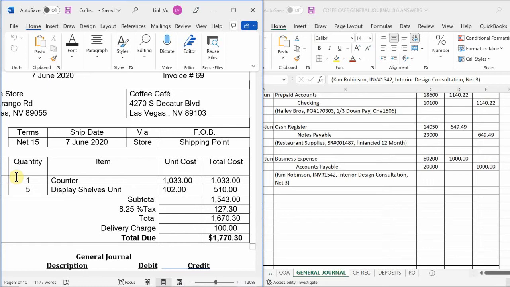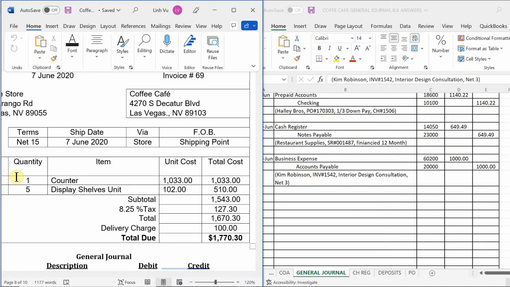Now, in this case, right, what did we buy? We bought shelves, and what else? And a counter. We bought a counter. Now, what type of accounts did we just purchase? Okay, so it's a fixed account. It's a fixed asset, right?